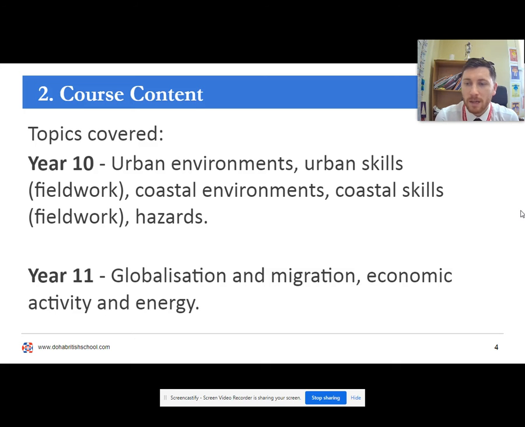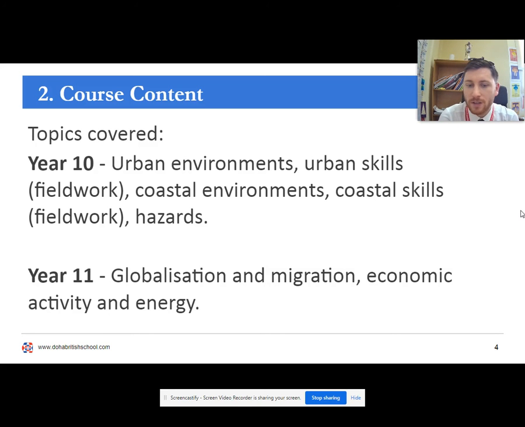We then spend a bit of time doing a little project. We look at some field work and we do some work. Normally we do it in Qatar and around Doha. However, obviously due to COVID, we've had to do it in class. But we do a big project based around fieldwork within our city.